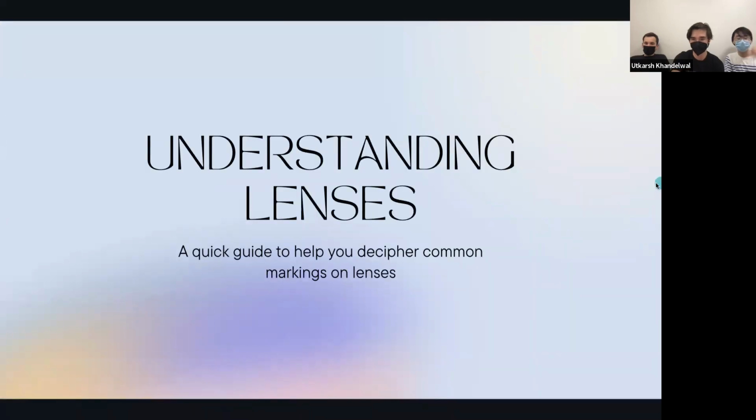All right. Next up, we're going to talk about understanding lenses, because this is something that I struggled with when I was starting photography, because you look at a lens and it has all these weird markings on it and you have no idea what they mean. So we're going to take a second and decipher a little bit of that.